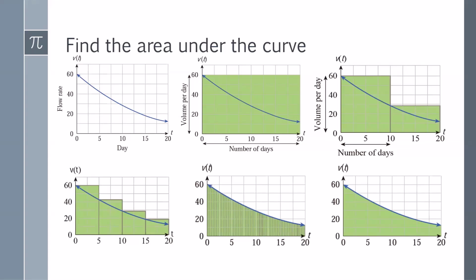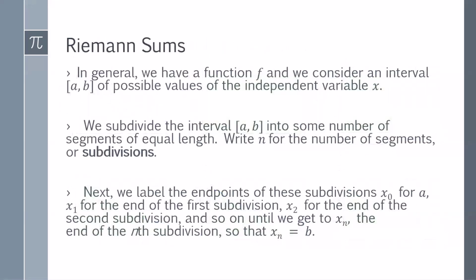So mathematically, finding the area under the curve is exactly like finding the area of a bunch of rectangles and adding them up. So how do we do that mathematically? In general, we have a function f, and we consider an interval [a, b] of possible values of the independent variable x. We subdivide that interval [a, b] into some number of segments of equal length. We use n as the number of segments or subdivisions.